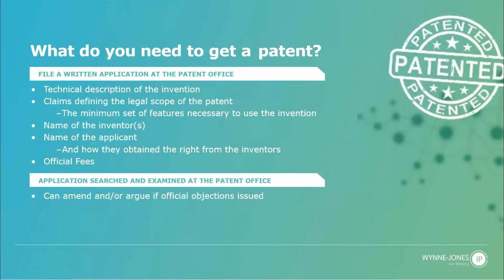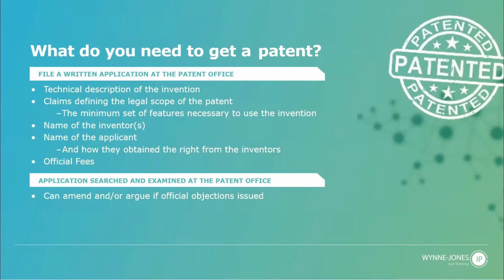So what do you need to get a patent is the first thing. Well, the basis of the patent is a written application to the Patent Office. We talk about written now, a lot of it's done electronically, but logically it's the same thing, it's a document. And it includes a technical description of the invention, how it works, what it does, its various features.